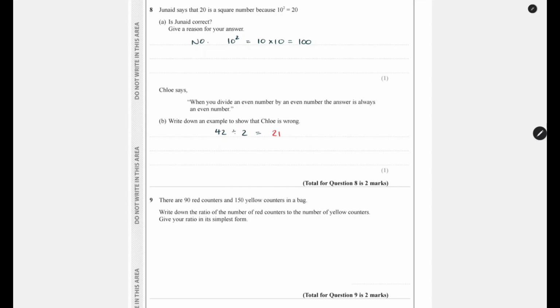Question 9 says, there are 90 red counters and 150 yellow counters in a bag. Write down the ratio of the number of red counters to the number of yellow counters. Give your ratio in its simplest form. So the overall ratio is going to be 90 red counters to 150 yellow counters. And so we need to give our answer in its simplest form. And so the first thing that we can do is divide both sides by 10.